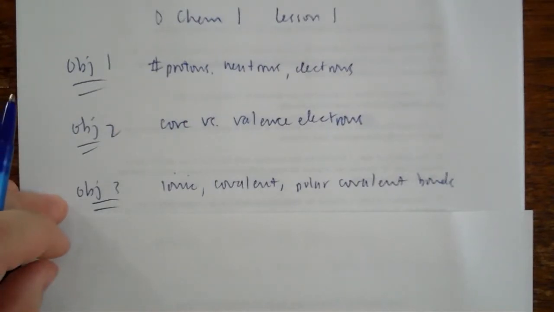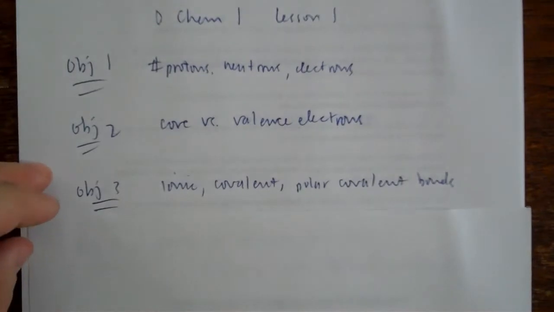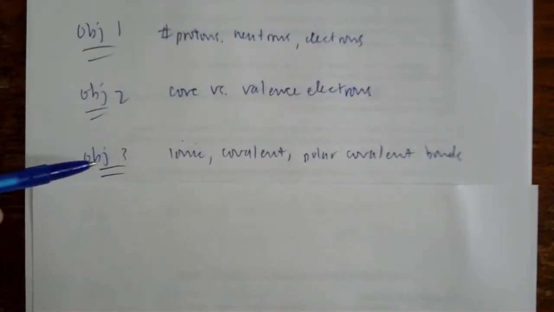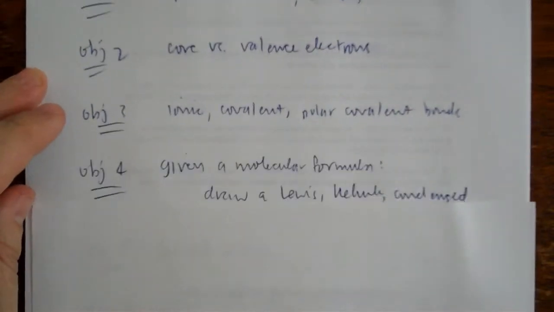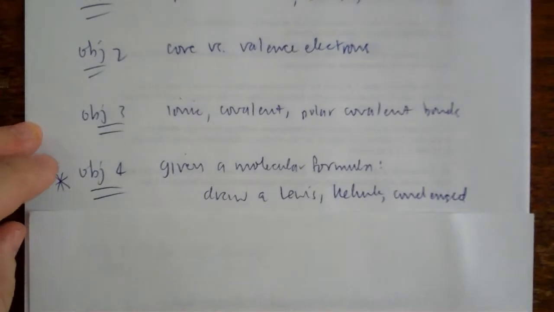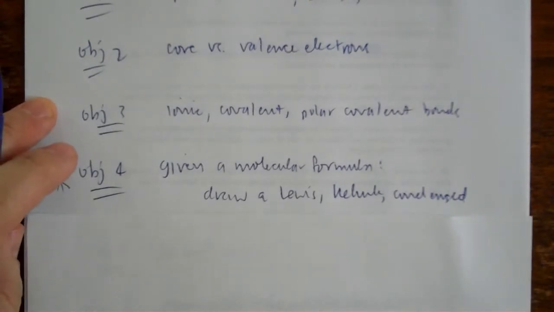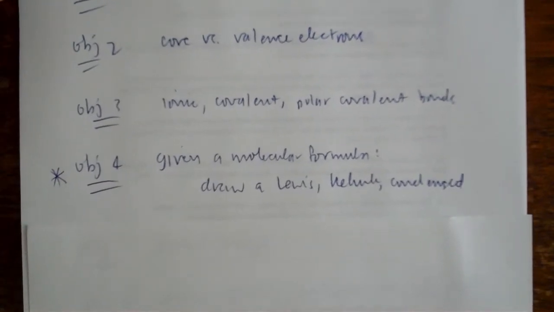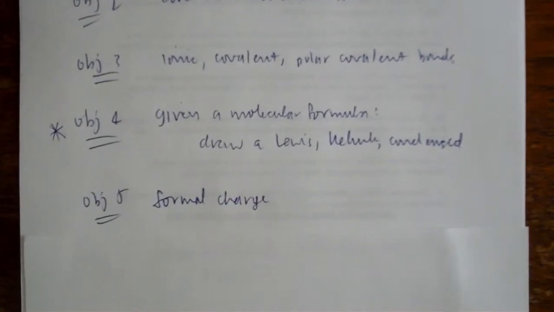Objective number 3 is ionic, covalent, and polar covalent bonds. Be able to identify which is which. Generally speaking, people in principles of chemistry get that pretty good. Now here's the one that people struggle with. Given a molecular formula, draw a Lewis, Kekule, or condensed structure. And that we're going to spend some time on, both here in a preview video and also in class.